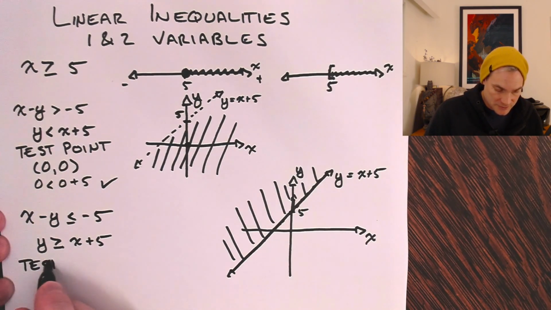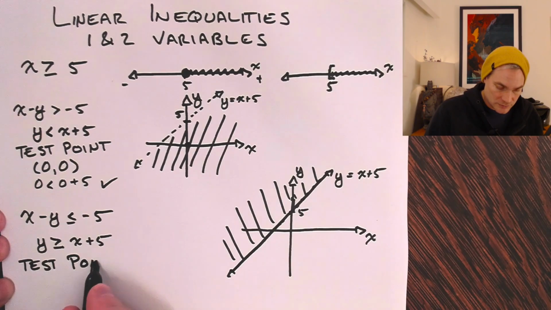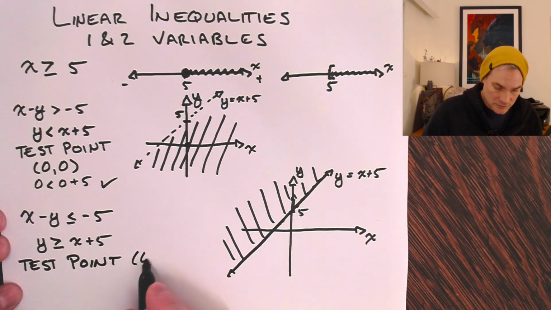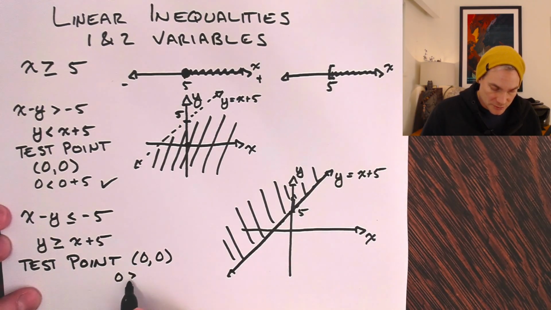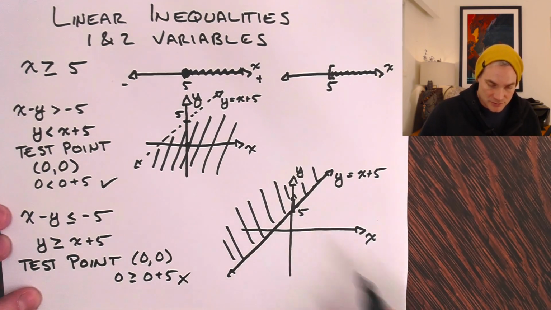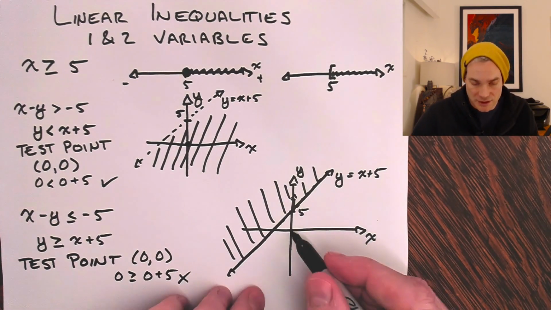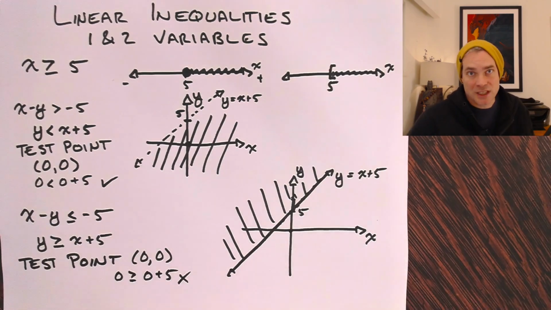So the test point (0, 0), and we just go back here and we have 0 is bigger than or equal to 0 plus 5, and that's not true, which is good because this point is outside of our solution space. And that's how you do a linear inequality in one and two variables.